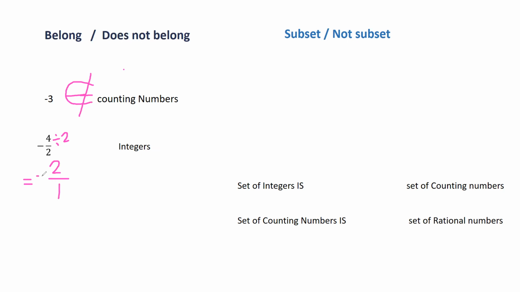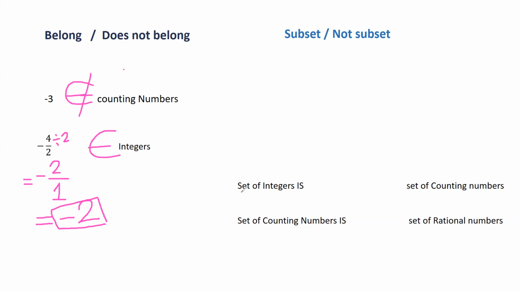And don't forget we have here a negative sign. And we said before that any number over 1 equals the same number. So -2 divided by 1 will be -2. Now, can you tell me this is a fraction, or we can say that this is an integer? Yes, -2 is an integer, so it belongs.